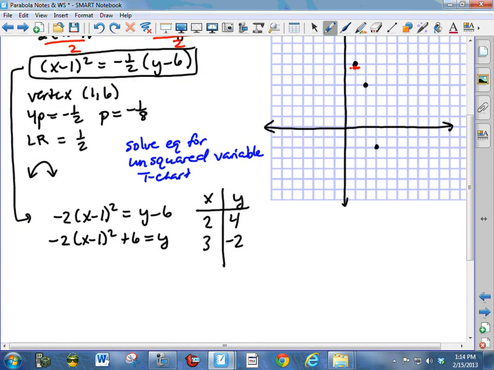Then I can do the same thing on the opposite side of the vertex because there is symmetry, and then draw my parabola. And the directrix is actually just on the other side of the vertex, 1/8 of a unit away. So there's the directrix, very, very close. And that's the end of this video.